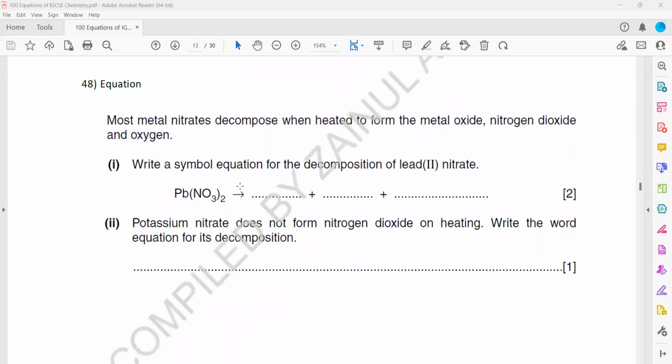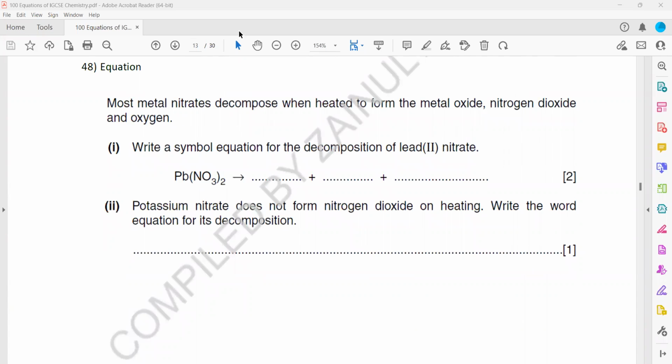Most metal nitrates decompose when heated to form metal oxide plus nitrogen dioxide plus oxygen. So they give you the product itself. If we have lead(II) nitrate, lead valency is 2, so it will form lead oxide. What is the formula of lead oxide? PbO. Why PbO? Because lead is +2 and oxygen is -2, so the valencies are the same. Then NO2 and oxygen.